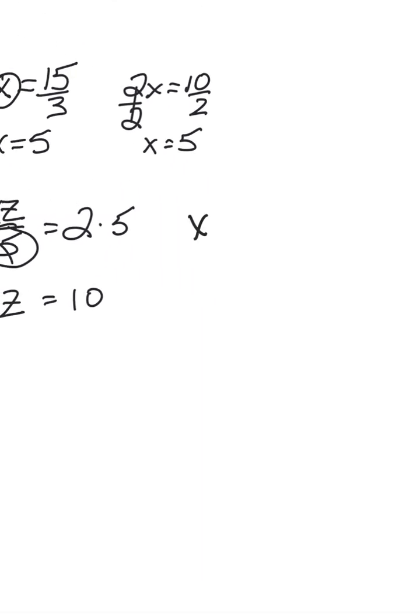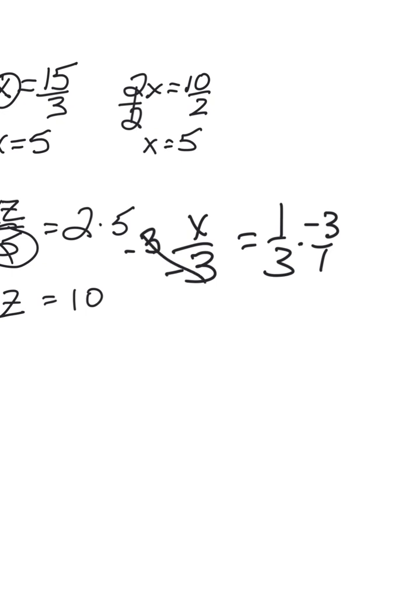x over negative 3 equals 1/3. So to get rid of that, I need to multiply it by negative 3, because this is divided by negative 3. I'm going to multiply this side by negative 3. That's going to cancel out and become 1. But then I have to multiply this side by negative 3. And I get x equals negative 3 over 3, which is negative 1.